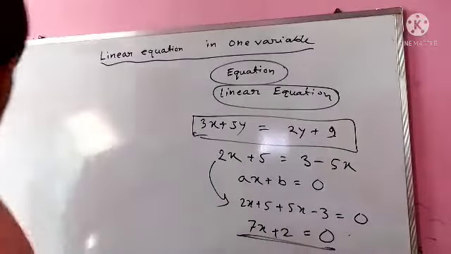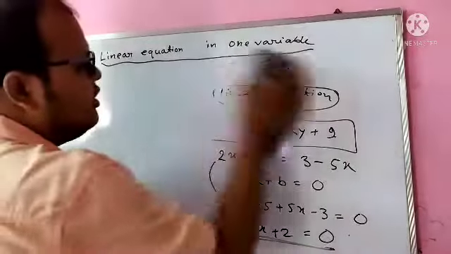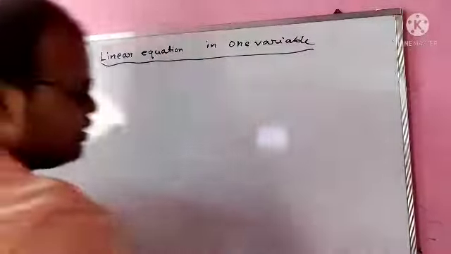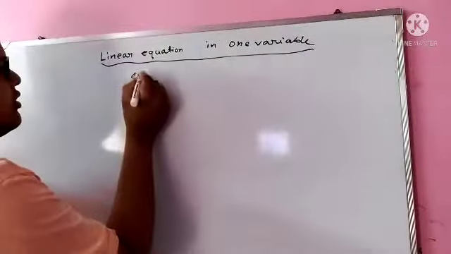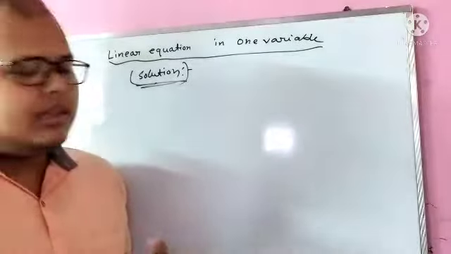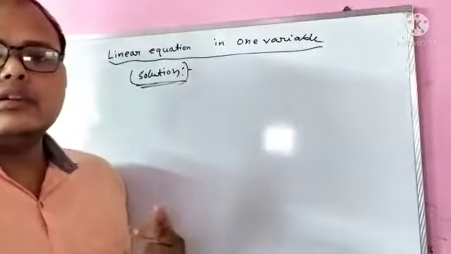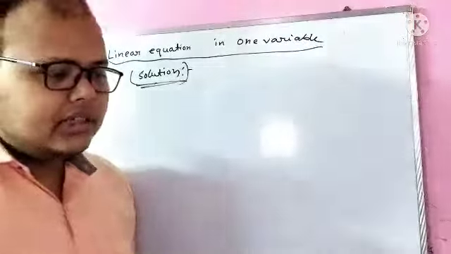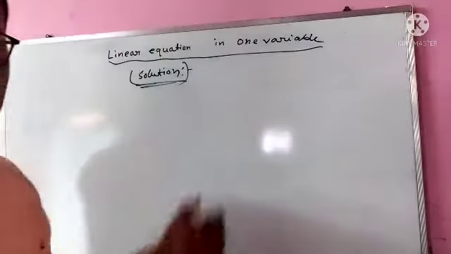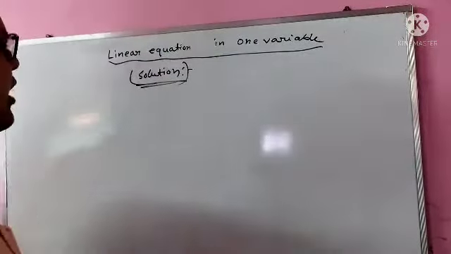So next we will be learning about the solution and root of this equation, how to solve this type of equations. The solution of linear equations. Now let's come to the solution of this linear equation in one variable. What is called a solution of the linear equation? The value of x that satisfies the given linear equation, that is called the solution of a linear equation.